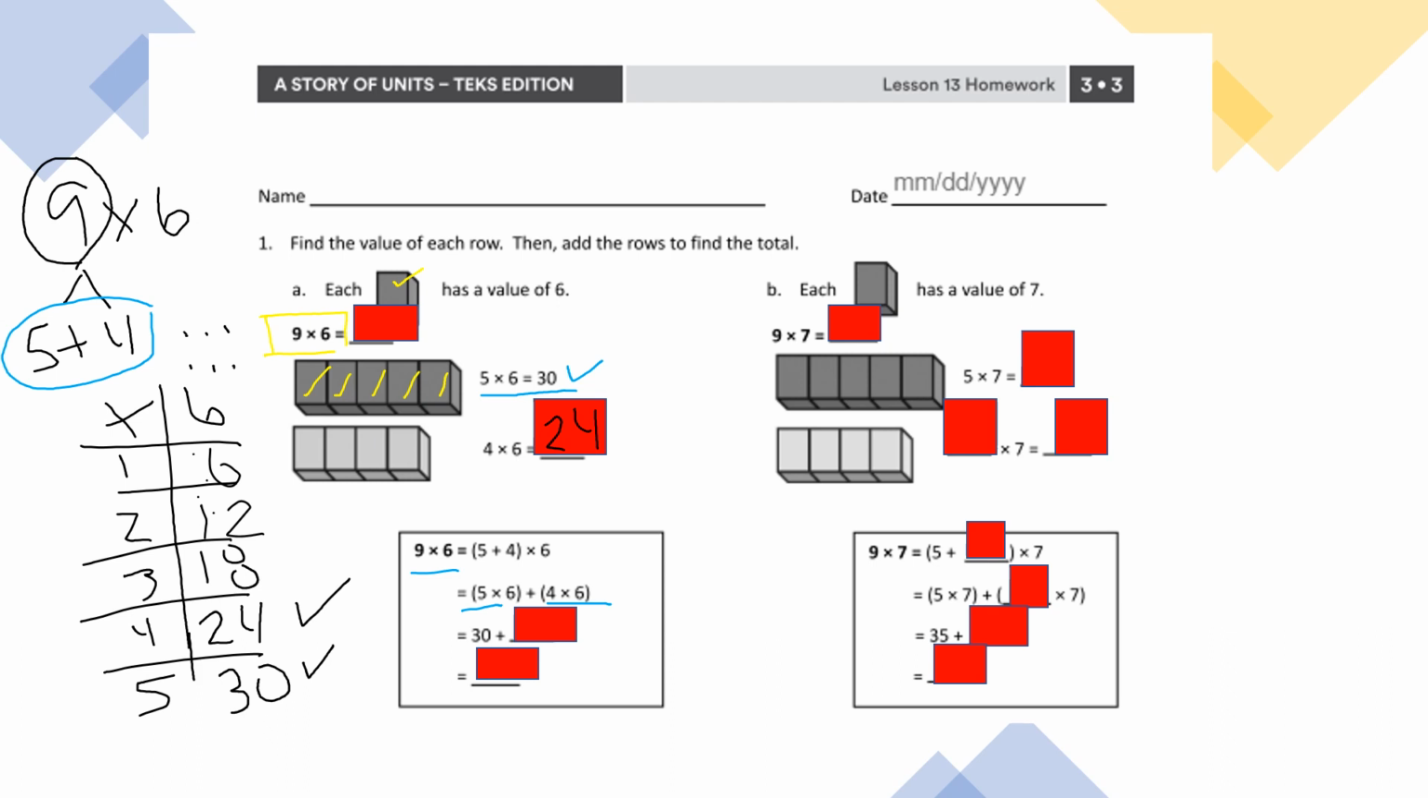And then we solve each equation. 5 times 6 is 30. And 4 times 6 is 24. So you write 24 in that blank.